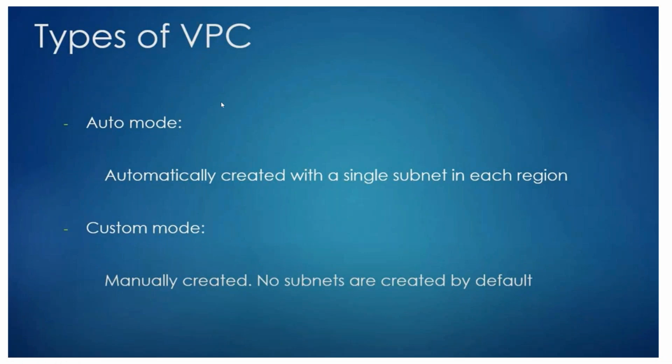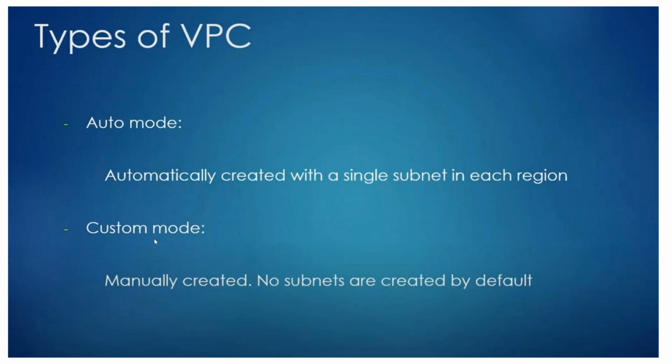Types of VPC. Auto mode VPC is automatically created with a single subnet in each region. Custom mode is manually created, and no subnets are created by default. In GCP we use custom mode, creating a custom network, a custom VPC. We don't create an auto VPC. In AWS we used auto templates, which means auto range, but here we create a custom range. We give different IP ranges and create the VPC with subnets.